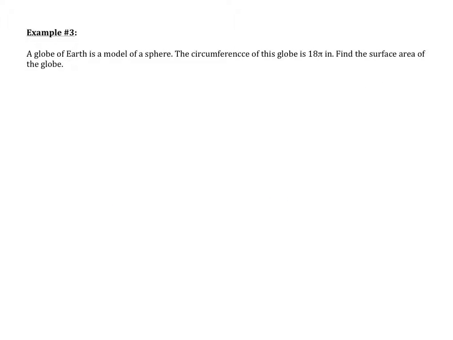Example number 3. A globe of Earth is a model of a sphere. The circumference of the globe is 18 pi inches. Find the surface area of the globe. So in order to find the surface area, we need to know the radius, since the surface area is 4 pi times r squared. Since we know that the circumference of the globe is 18 pi, we can work backwards and find the radius to then plug into our surface area formula.